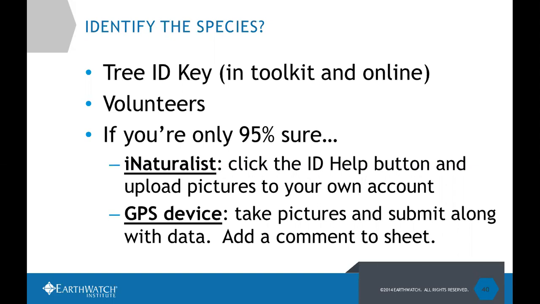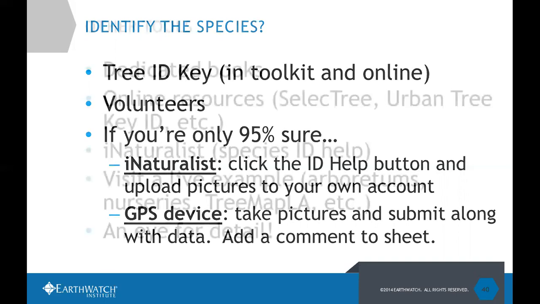If you're not using iNaturalist and you're using the toolkits with the GPS device, you can follow the picture protocol. Take a camera, take some photos, and when you submit it along with your data, just add a comment to the sheet or the spreadsheet that you're typing it into to let us know, okay, we have the pictures for this, but we want you to confirm for sure whether that's the actual tree species that we want, just to let us know to take a closer look at those photos.